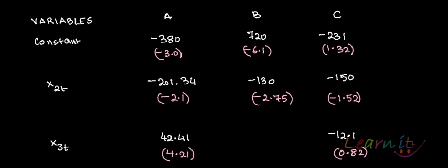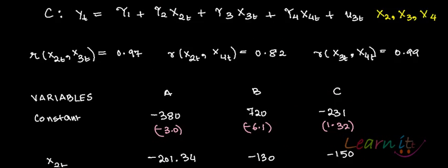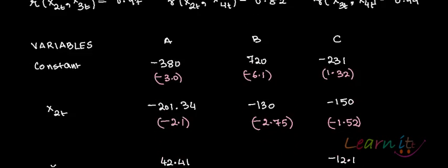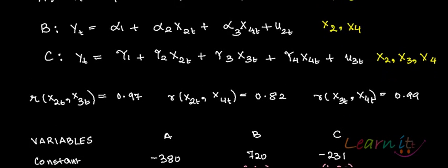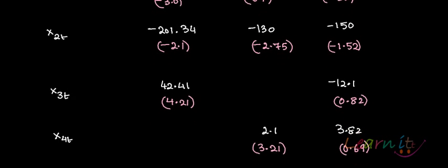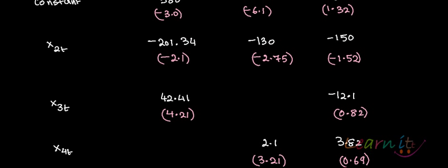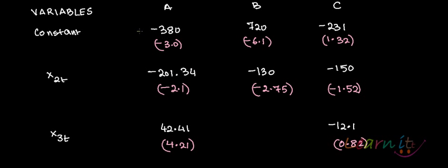In the first model, you have just x2 and x3, as you can see here. In the second model, you have just x2 and x4. And in the third model, you have all three variables x2, x3, and x4. The numbers written in white are the coefficients, and the numbers in parentheses are the standard errors.